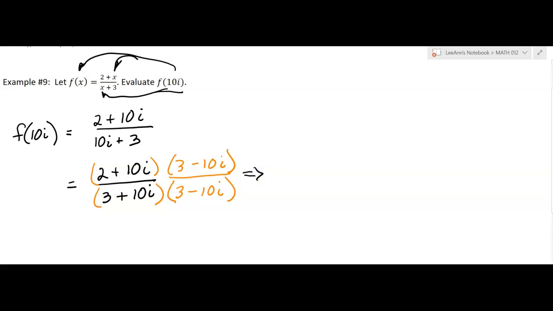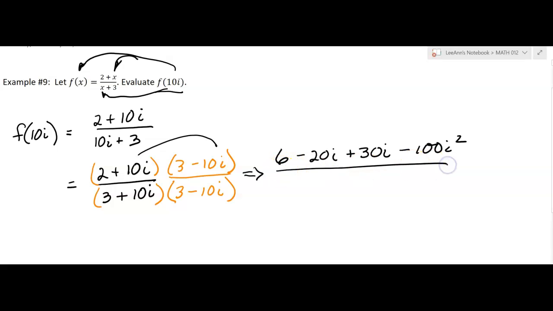I usually don't rush this. I take my time and I FOIL it out. So in the numerator, 6 minus 20i plus 30i. And then I'm going to write minus 100i squared. And then I'll fix that later. Okay, we want to make sure that I have the positive times the negative being negative. 10 times 10 is 100, i times i squared. This is just to prevent me from making a mistake. Now, you may find other notation that helps you, but I just don't want to make a mistake.